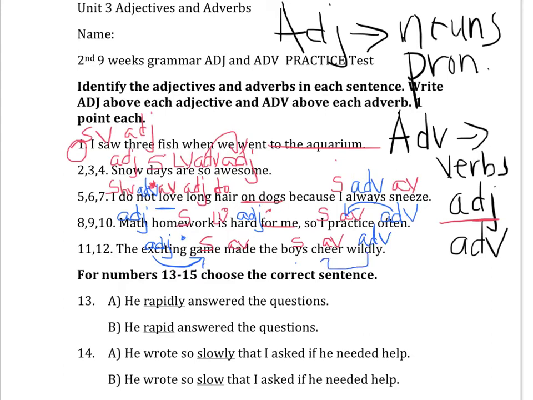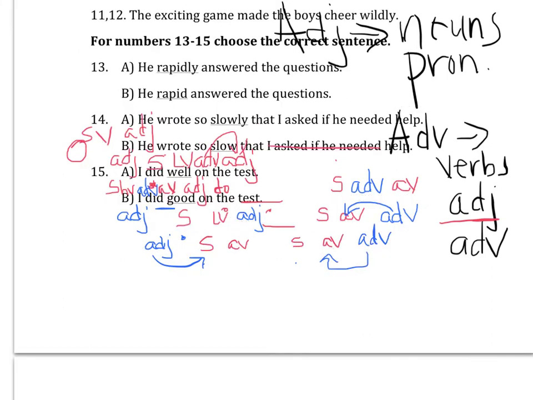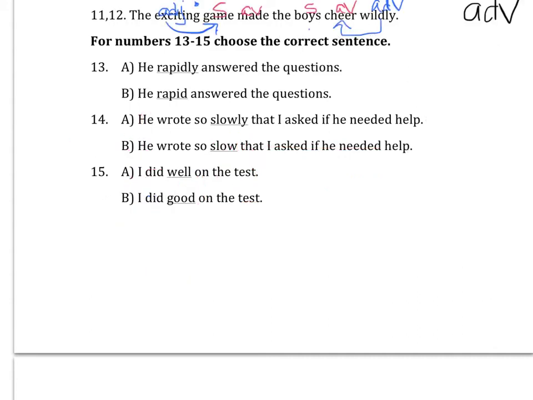Adverbs describe verbs. In the next section, you have to determine whether A or B is the correct use of the word. In either one, the subject is he, and the verb is answered. It's an action verb. Questions is the direct object.